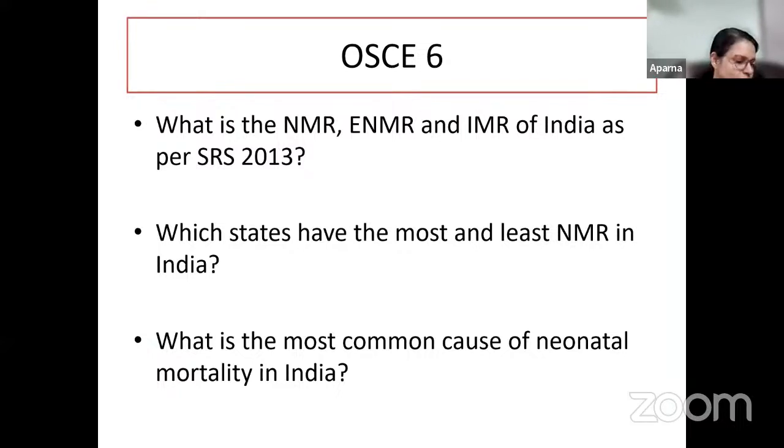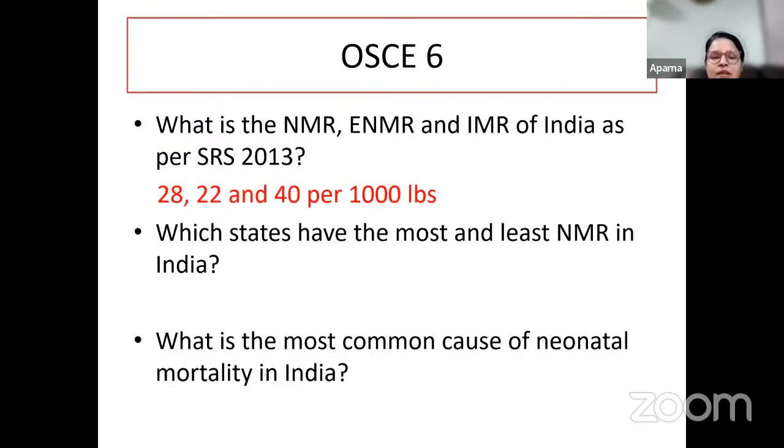So I'll stop with this OSCE for the day. So we'll discuss briefly some community parameters like NMR, early NMR and IMR in India as per SRS. This is as per 2013, but you have more recent data from NFHS 5, which is the National Family Health Survey. We must know which are the states which have the least and the maximum NMR and what is the commonest cause of neonatal mortality rate.